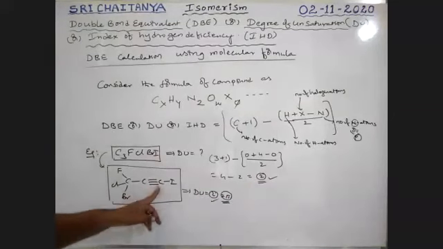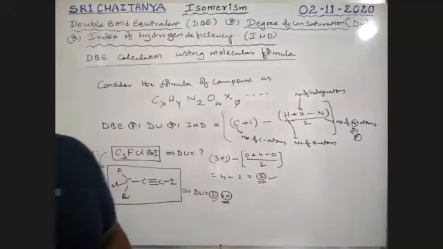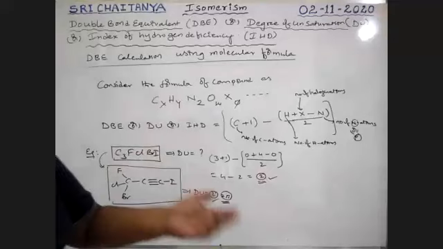So if you know the structure, the answer is 2. If you know the formula, the answer is also 2. Both of these are the same. Okay, so this is the way to find out the degree of unsaturation when the formula is given to you.